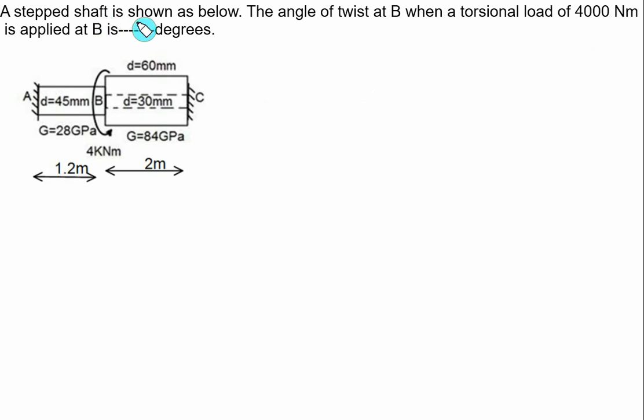A step shaft is shown as below. The angle of twist at B we have to find out when a torsional load of 4000 Newton meter, that is 4 kilonewton meter, is applied at B. Again, this is a statically indeterminate problem, so we can use the compatibility equation, that is the twist in shaft 1 plus the twist in shaft 2 must equal 0. Shaft 1 is solid, shaft 2 is hollow. Values of G are given, both are different, and lengths are also different.